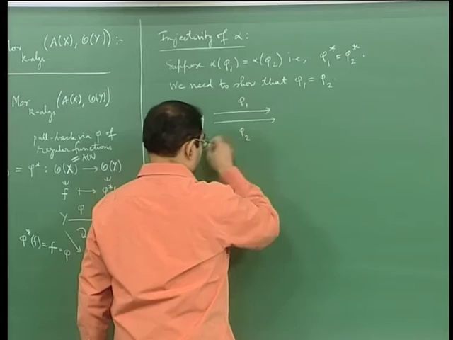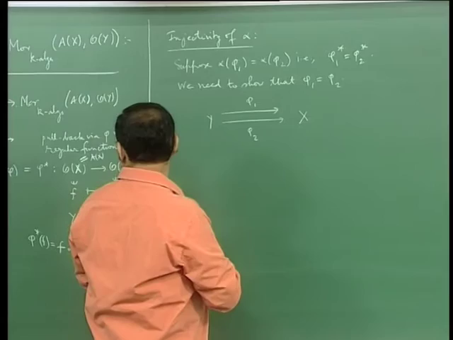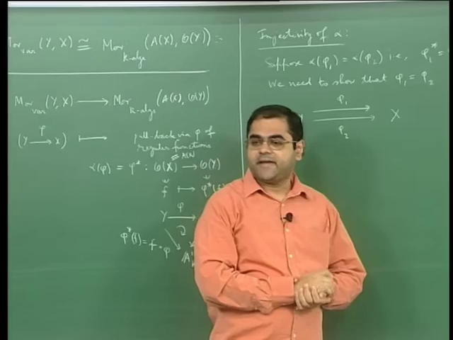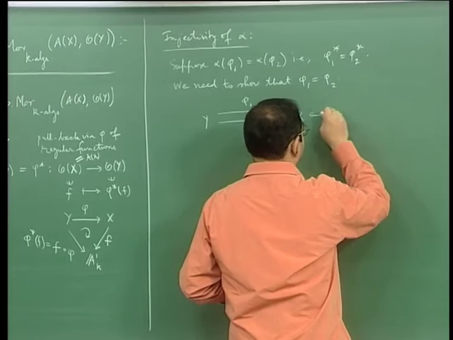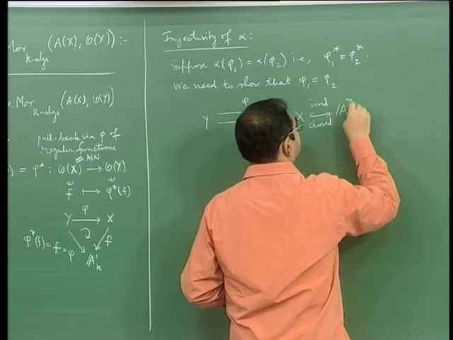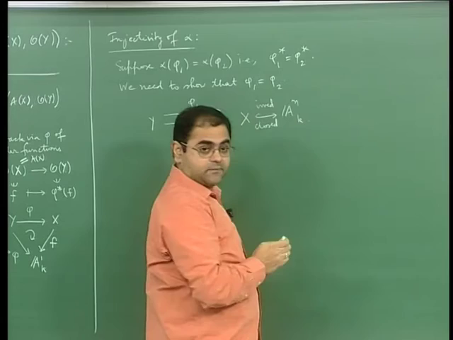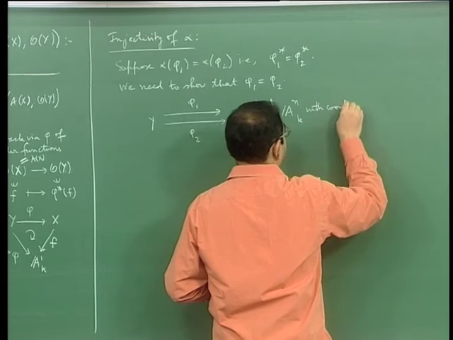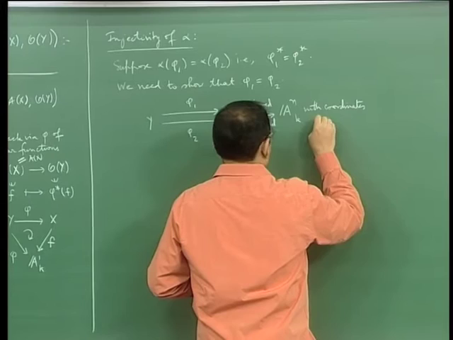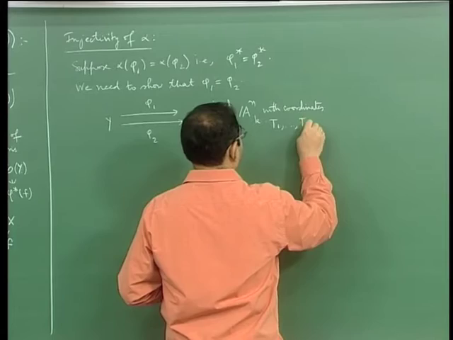And mind you, x is an affine variety, which means that x is an irreducible closed subset of a suitable An. So let's consider that it's an irreducible closed subset inside some An, okay. And let's put coordinates on this An, okay. Let me say with coordinates t1 etcetera tn, let these be the coordinates on An, all right.